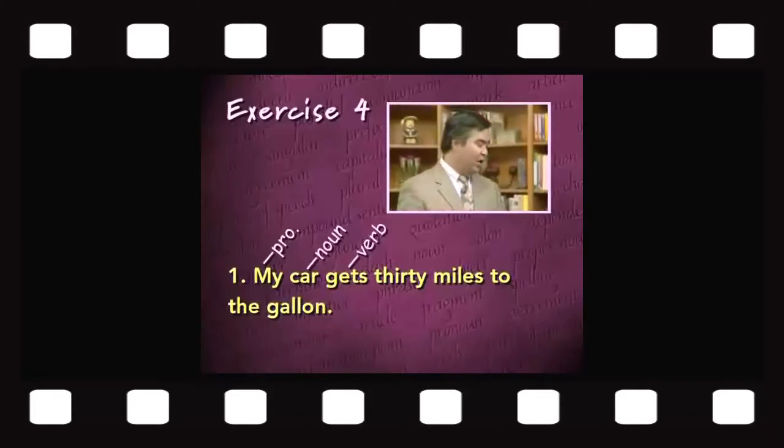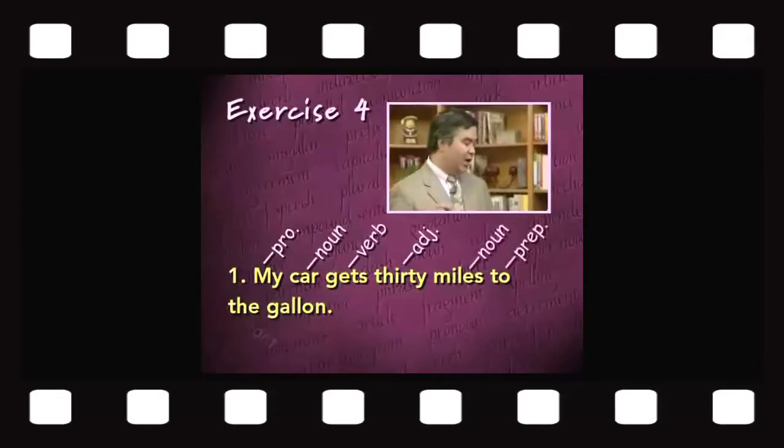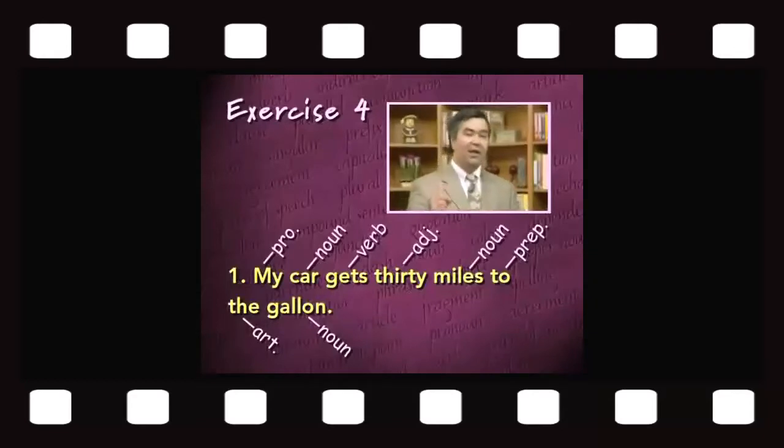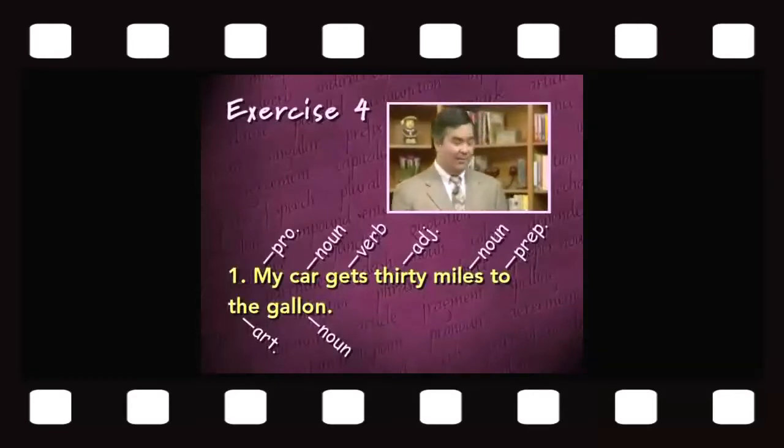The remaining words are an adjective, a noun, a preposition, an article, and a noun. So 30 is an adjective. It modifies the noun miles. To is a preposition, and it's followed by the article, the, and the noun, gallon.